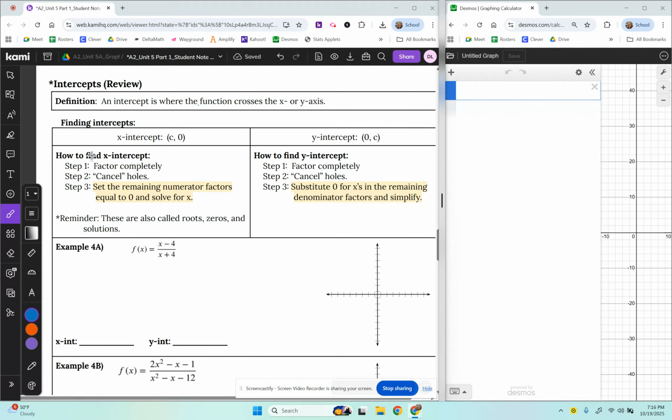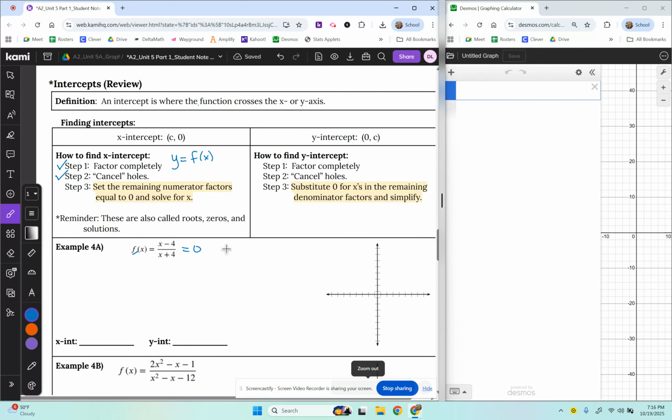So if we're going to find the x-intercept, we still need to do these steps. So you still need to factor, you still need to cancel out your holes. Okay, and then if we are looking for the x-intercept, that means our y value is 0. And remember that y is the same thing as f of x. So what we're essentially saying down here in our example is this f of x has to equal 0. Okay, this whole function is going to equal 0.